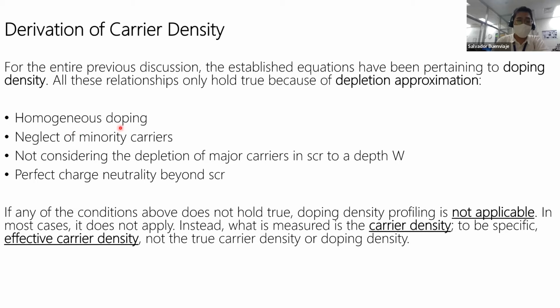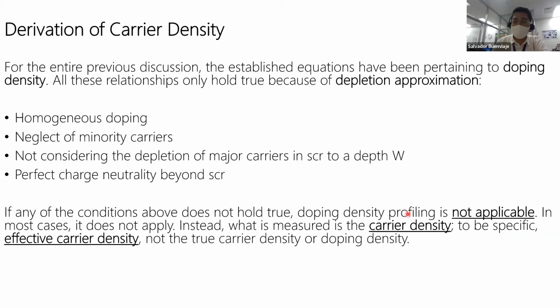So first, the sample must have homogeneous doping. Then in the previous equations, we also neglect the presence of the minority carriers. Also, we are not considering the depletion of majority carriers in the SCR at depth W. Also, we assume that there is a perfect charge neutrality beyond the SCR. So if any of the conditions above does not hold true, doping density profiling is not applicable.